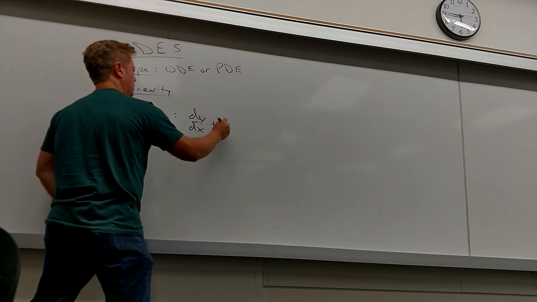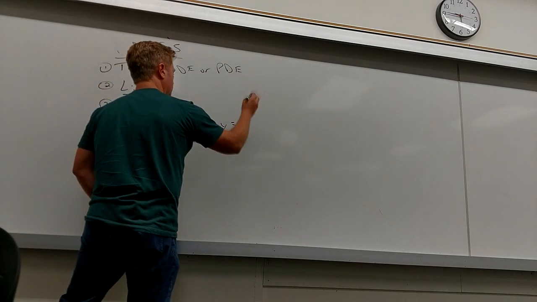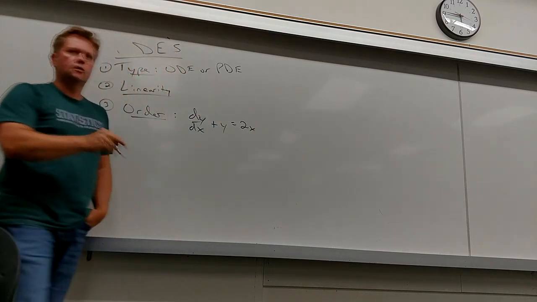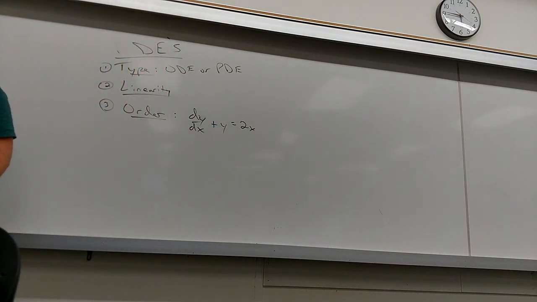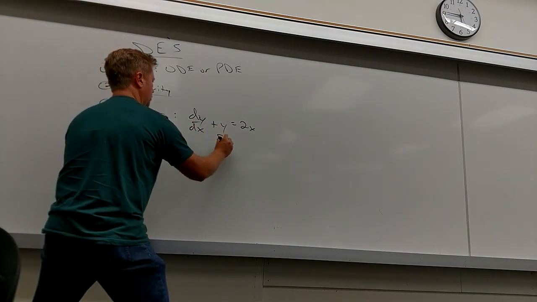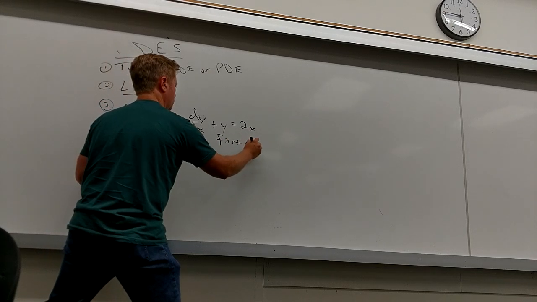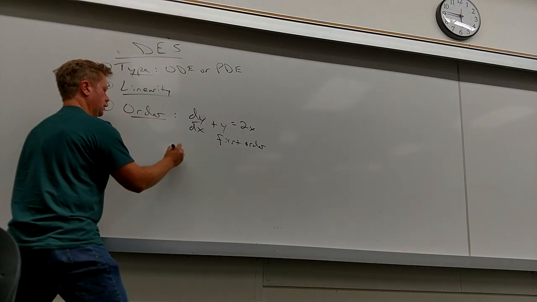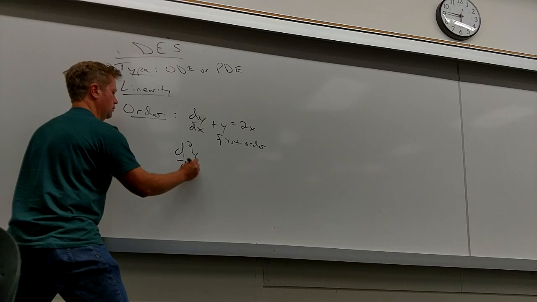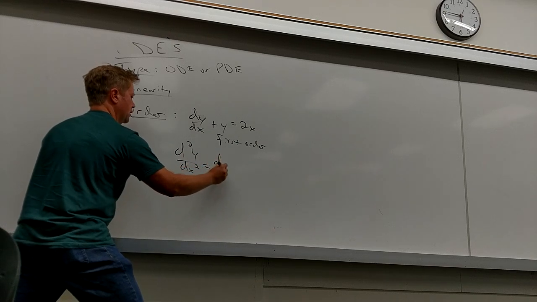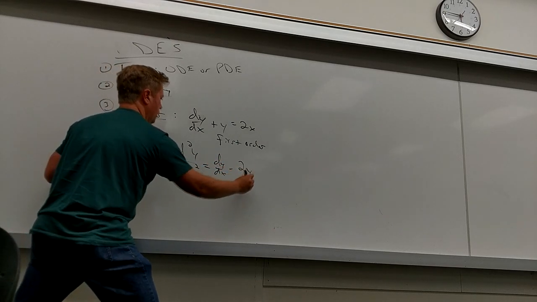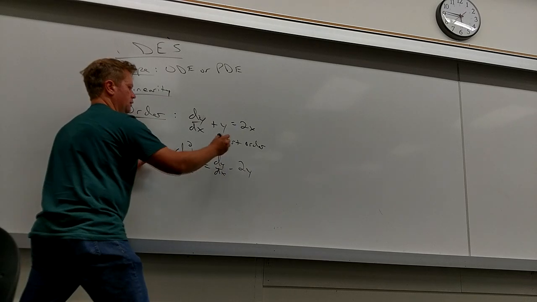dy/dx plus y equals 2x. Right, that's a first order differential equation. And amazingly enough, this is first order, a second order would be d squared y over dx squared equals dy/dx minus 2y. That would be second order.